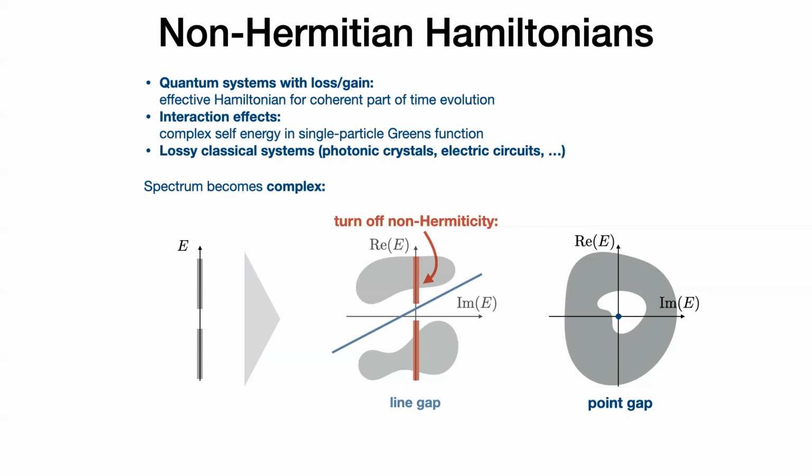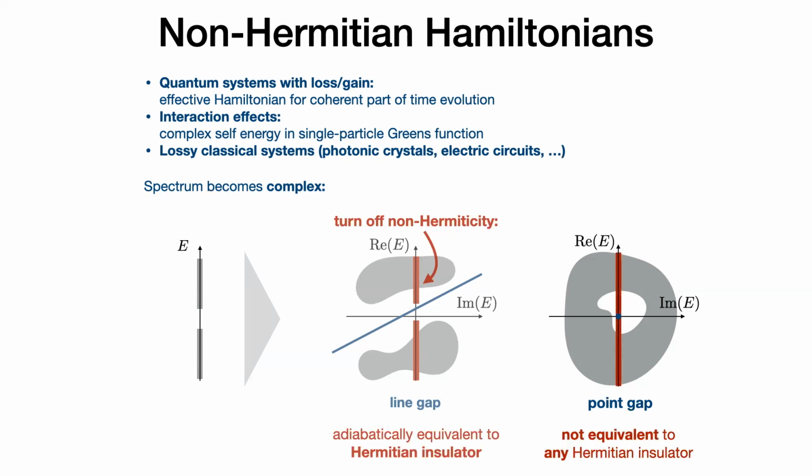This is different for the case on the right-hand side here, which I call point gap, where you have states all around some region in complex energy space. And in that case, you can't collapse the spectrum. Right? Because if you did, you would end up with a gapless Hermitian system. And so you lose adiabaticity. Yes.